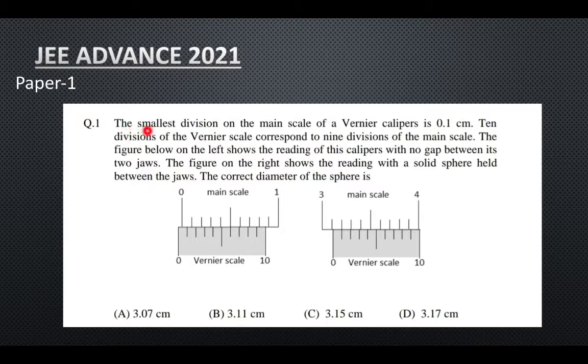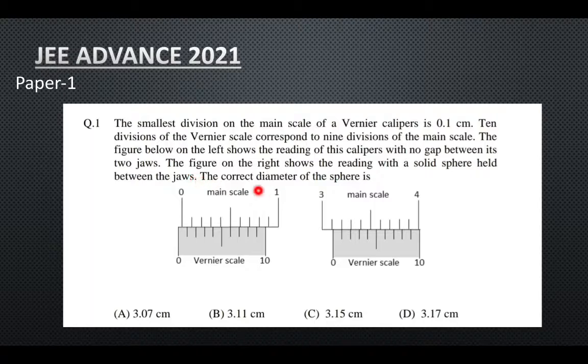So the question reads, the smallest division on the main scale of the vernier caliper is 0.1 centimeter. This is the vernier caliper reading. 10 divisions of the vernier caliper correspond to 9 divisions of the main scale. The figure on the left shows the reading of the caliper with no gap between its two jaws. It means when the object is not placed, the main scale reading and the vernier scale reading divisions are shown below. The figure on the right shows the reading with the solid sphere held between the jaws. The correct diameter of the sphere is.